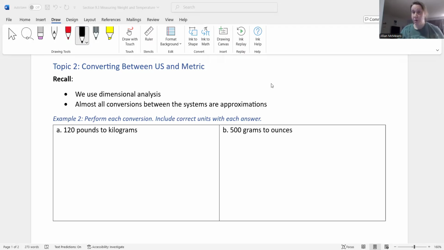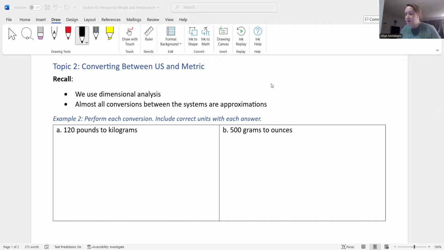For topic two, we're going to look at converting between US and metric when we're dealing with weight. Okay, so when you convert between the two systems, you do have to use dimensional analysis, and most of the conversions that we're going to use are approximations. So just know your answers are usually going to end up being rounded, approximated decimal values.